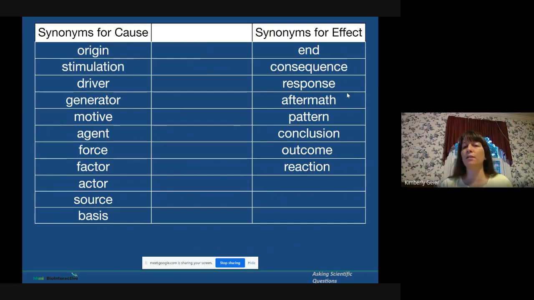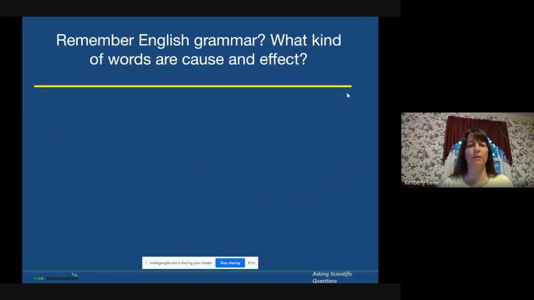And then we've got effect. Effect could be the end, the consequence, the response, the aftermath, pattern, conclusion, outcome, reaction. So you probably came up with even some other ones. Now we've got some other ideas for things that could mean cause and things meaning effect.